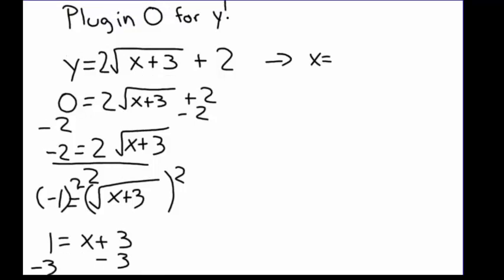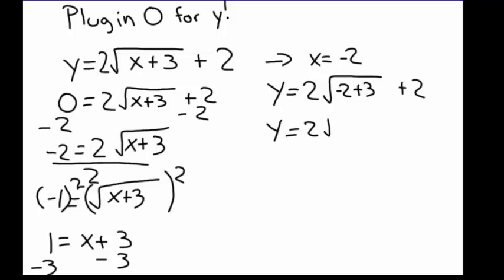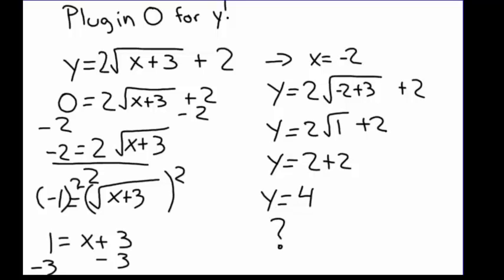Now since we squared, we created the possibility of extraneous solutions, so we need to double check this and make sure it works. So if we plug in -2, notice we get out 2 times the square root of 1, we get y equals 4. Does that work? No, it doesn't, because we should have gotten 0 back out for y. So there is no x-intercept for this.